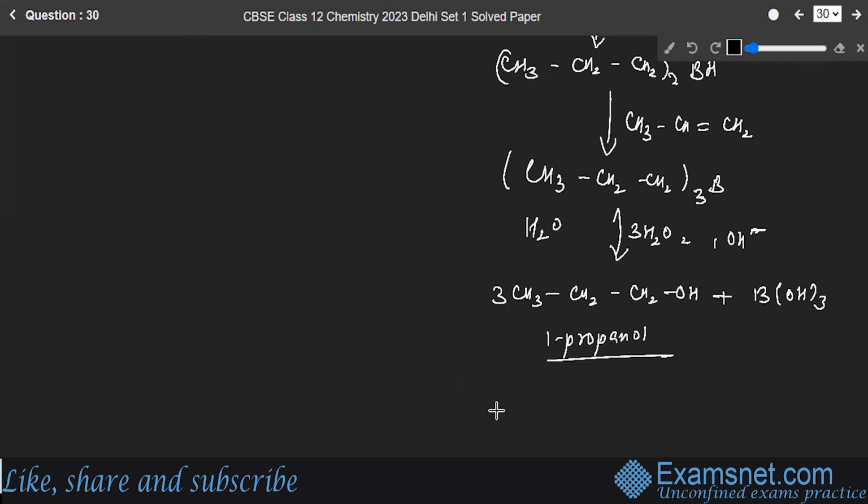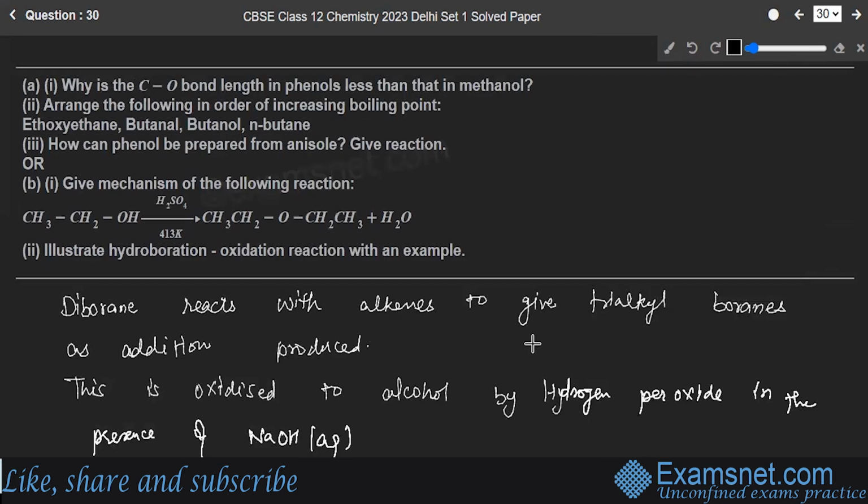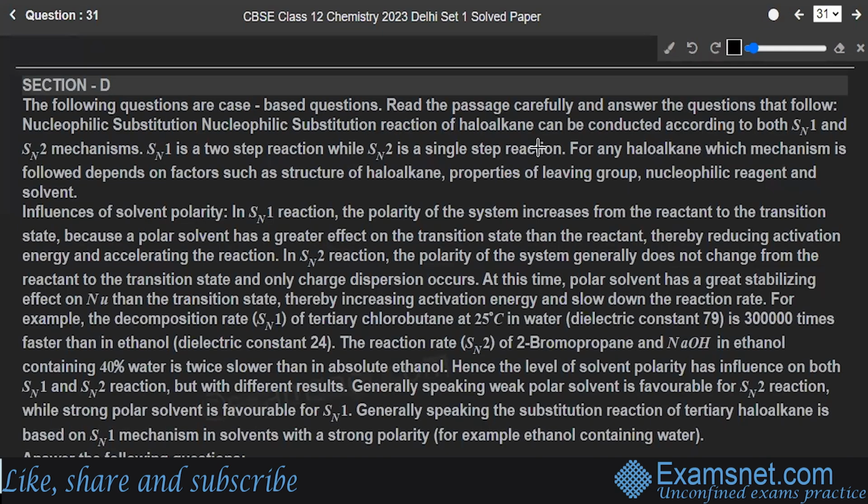Propanol. Right. So this is your complete reaction, hydroboration oxidation reaction with an example. Hope you are clear with this. Let's move to the next question then. Everyone, the following questions are case-based questions. Read the passage carefully and answer the questions that follow.